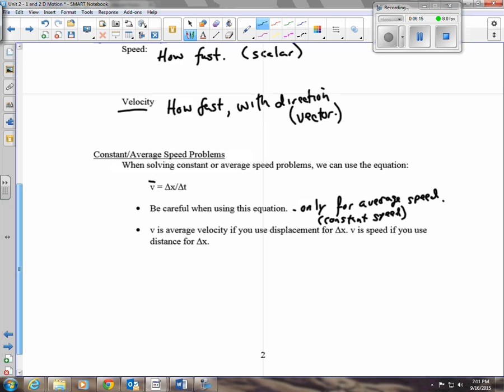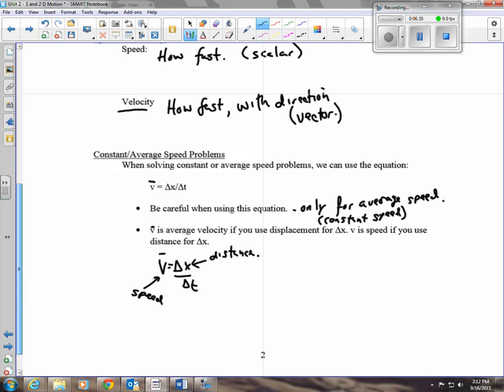Now, v is the average velocity if you use displacement for x. It's the average speed if you use distance for x. So if I do this equation, this is going to be speed if this is distance.